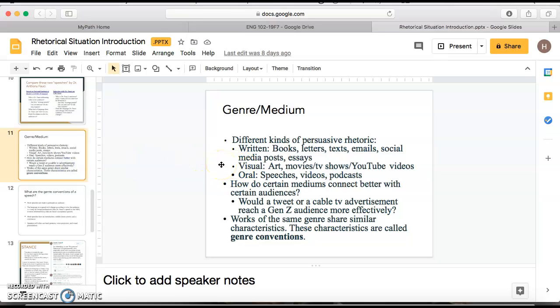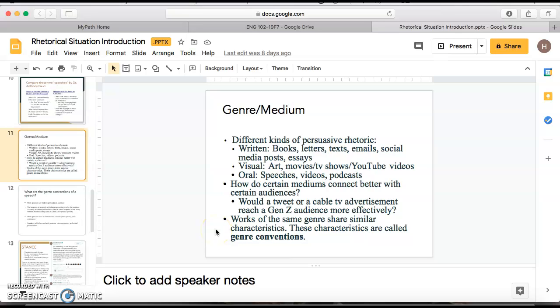Okay, so then we've got genre. I do talk a little bit about medium here, but your book goes into much more detail. So your genre basically is whatever type of persuasive rhetoric that you're using. There are different kinds. There's books, letters, texts, emails, and so on. Of course, you're going to be dealing with oral rhetoric, which is speeches in this case for your assignment. And you're going to think about how genre conventions work in this context.